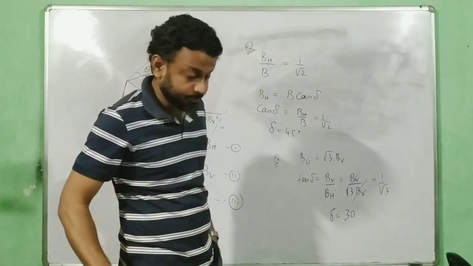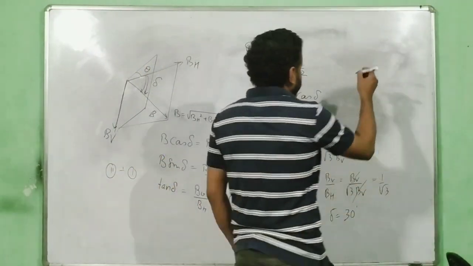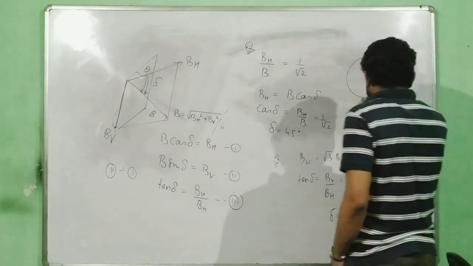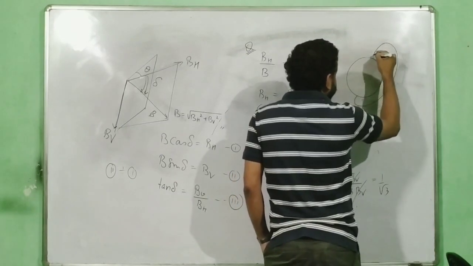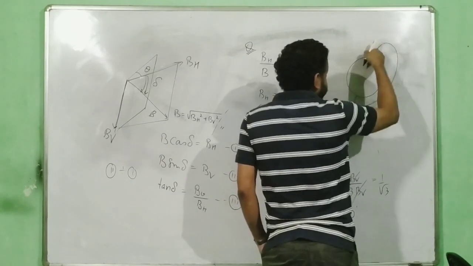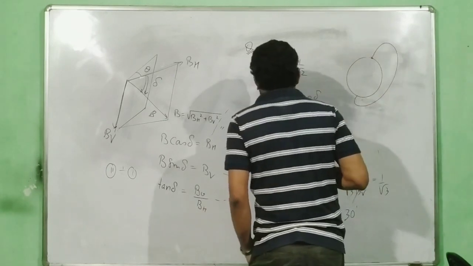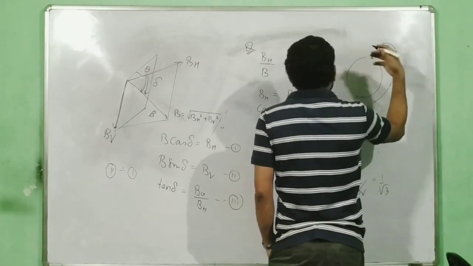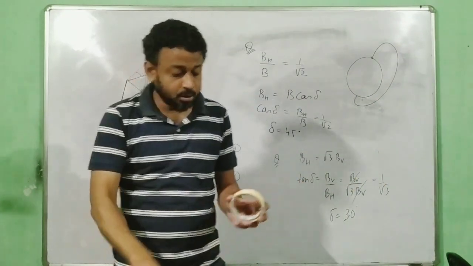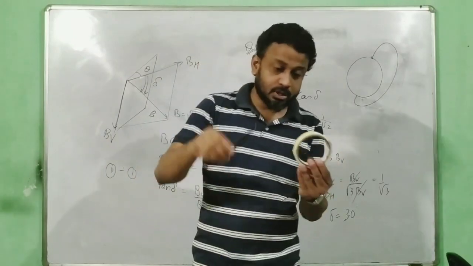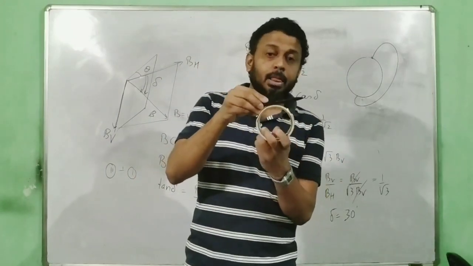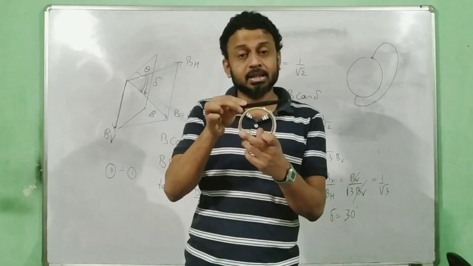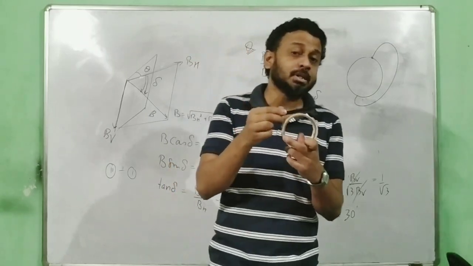Now what happens at the pole? If you look at the pole, the field comes out like this and ends over here like this. But at the equator, this is easier to understand. This is horizontal. At the equator, the angle of dip is 0 degrees. It does not dip at all. Make this note: at the equator, the angle of dip is 0 degrees.